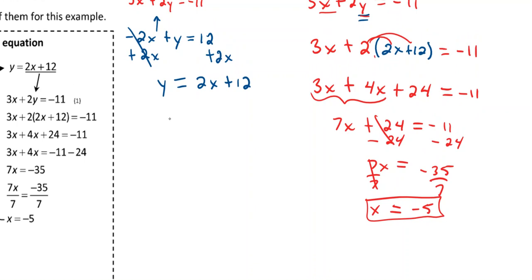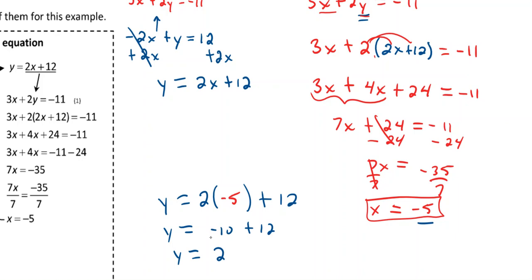Okay, so we already have an expression set up to solve for y, right? That's actually why I like the substitution method. Because now to solve for y, I can just throw in negative 5 for x. I can say, okay, well then y is equal to 2 times negative 5 plus 12. Okay, so y is equal to 2 times negative 5, which is negative 10, plus 12. So y is equal to 2. And there you go. There's our solution to that system of equations.